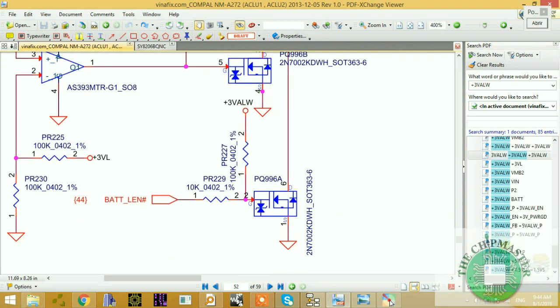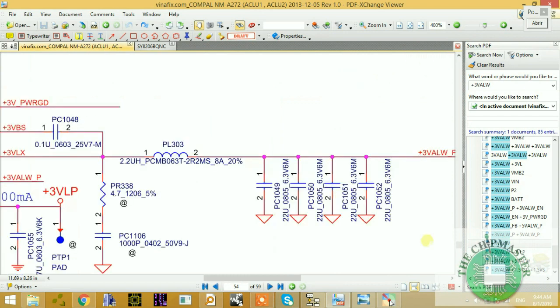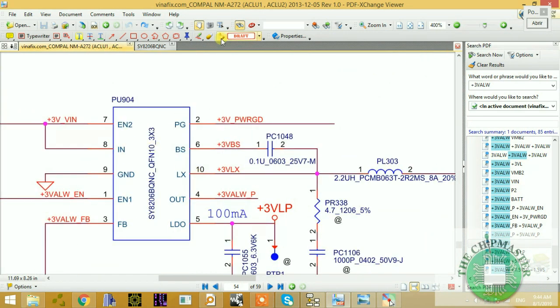Forgot the page. Oh, well, it's on page 54. Alright, so I'll keep that page in mind. Alright, so let's look at the working conditions of this chip.